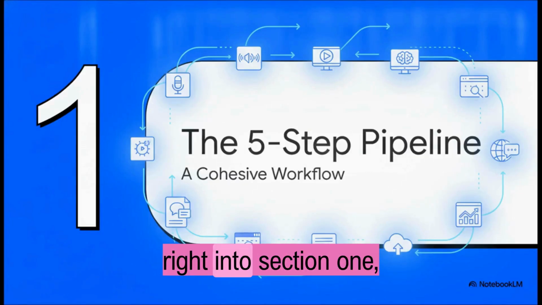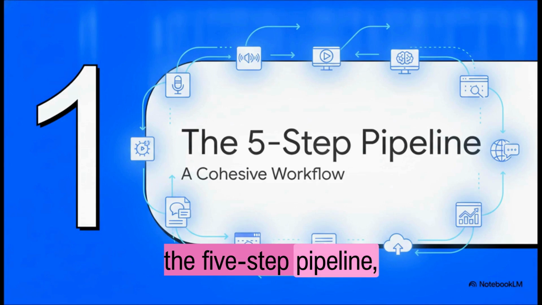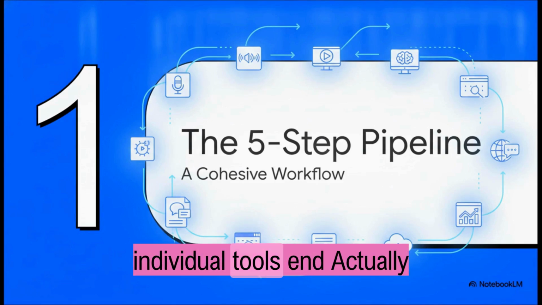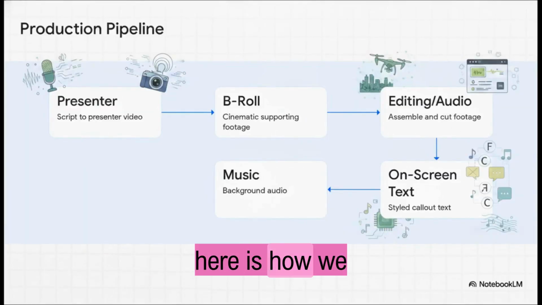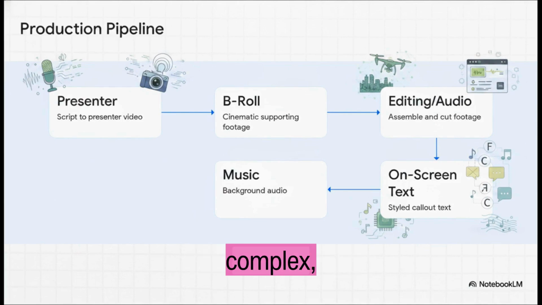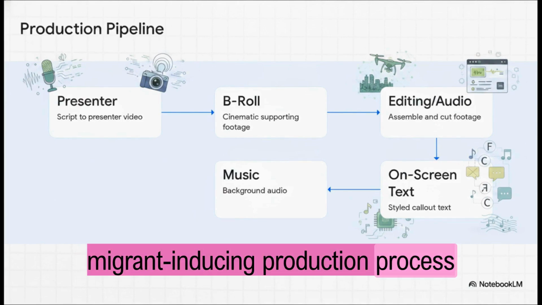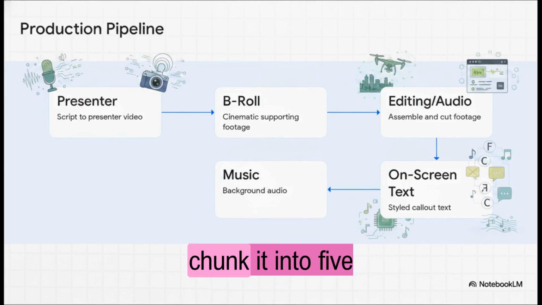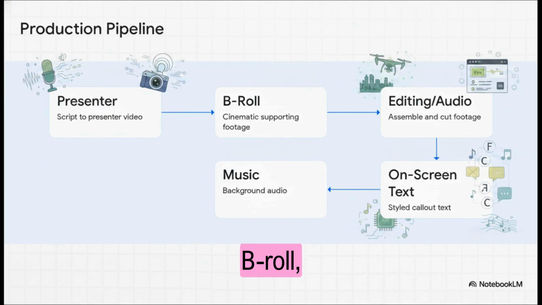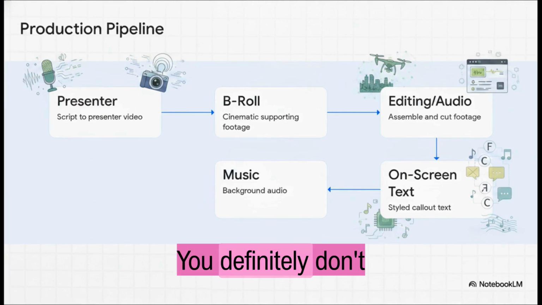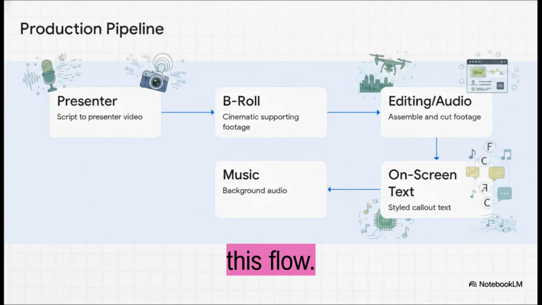So diving right into section 1, the 5-step pipeline. Let's see how these 9 individual tools actually stitch together into one super cohesive workflow. What's really fascinating here is how we can take what used to be a massively complex, migraine-inducing production process and just cleanly chunk it into 5 highly manageable categories: presenter, B-roll, editing and audio, on-screen text, and music. Boom. You definitely don't need a film degree to wrap your head around this flow.